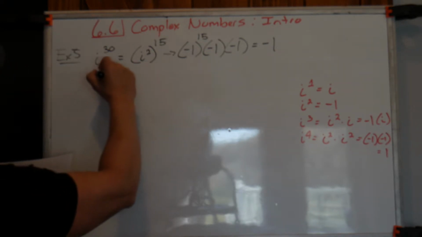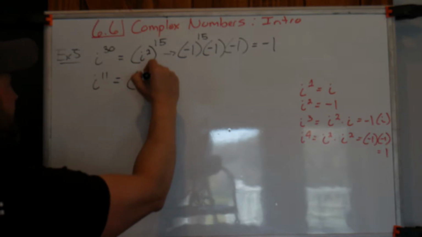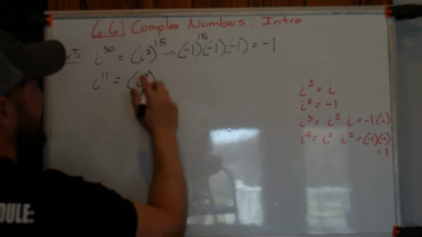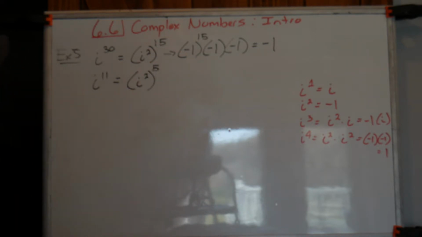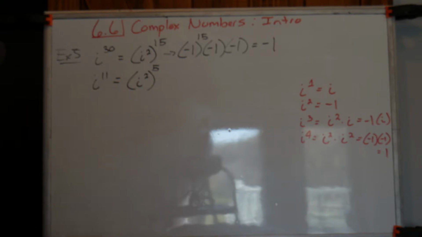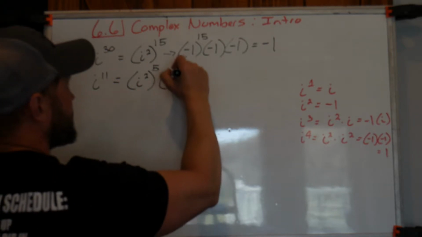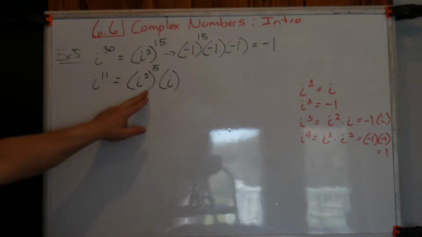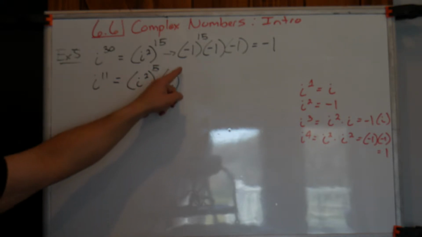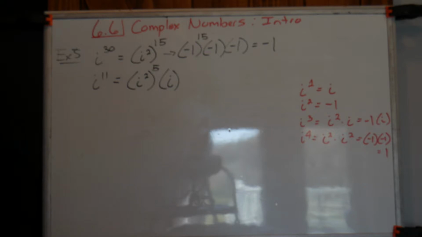Example 6 gives us i to the 11th. So I say, well, how many i squareds can I get? I know that I can get 5 out of there. 5 times 2 is 10. It would leave me with an i left over. 5 times 2 is 10, times i individually gives me my 11th. So 5 times 2 is 10, i to the first, 10 plus 1 is 11.